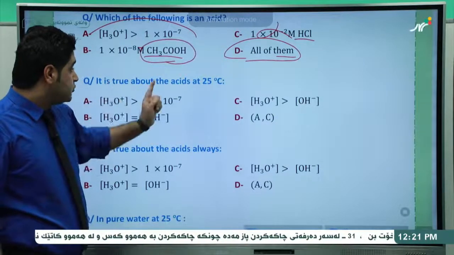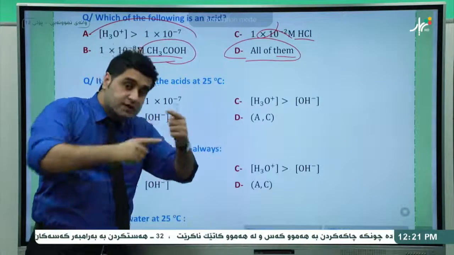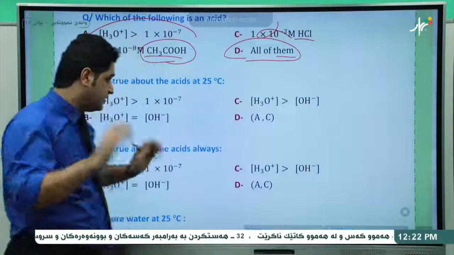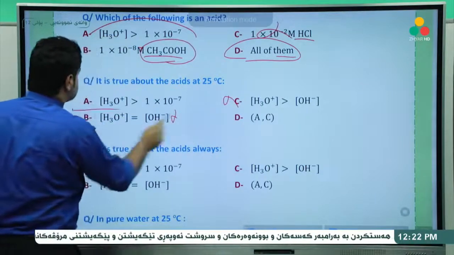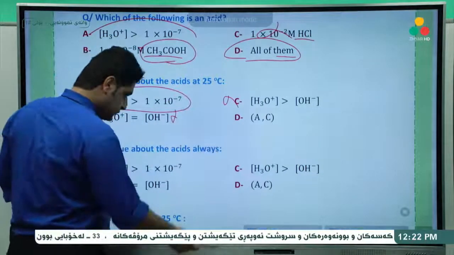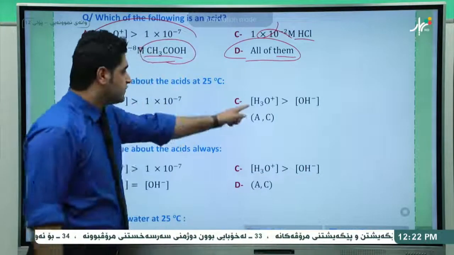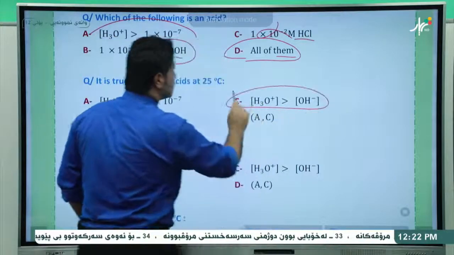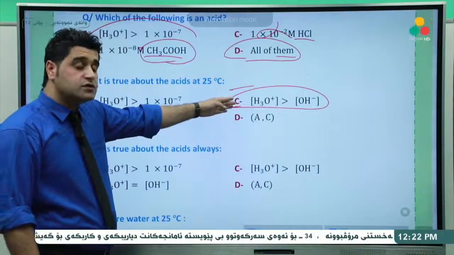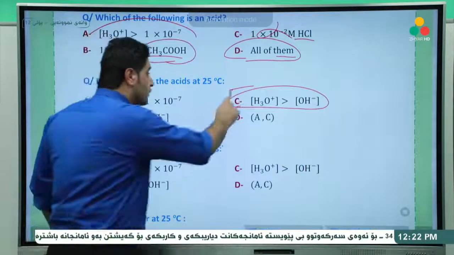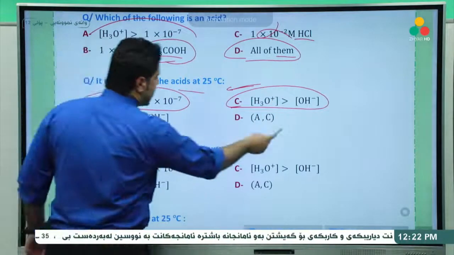Oh, teacher. At 25 Celsius degree, we should choose the answers that include 1 times 10 to the negative 7. So it's not true. At 25 Celsius degree, it's true. Oh, sorry. Because it's always true, so it will be true again. Because it includes 1 times 10 to the negative 7. It includes 25 Celsius degree also. So it's always true. It's right. And that one is true also. So the right answer is A and C.